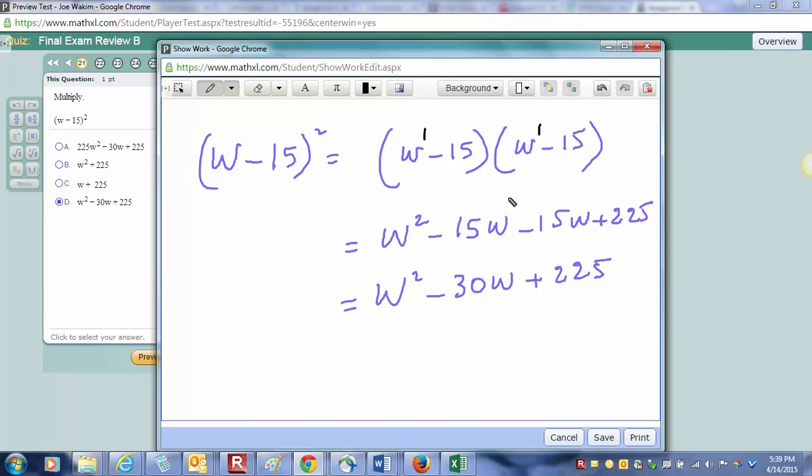w times negative 15 is negative 15w, and then negative 15w again, and negative 15 times negative 15, minus times minus, is plus 225. These are called like terms. We can combine them since they have like signs, so that would be negative 30w. And then 225 and w squared, that would be the final answer, and that would be option D: w squared minus 30w plus 225.